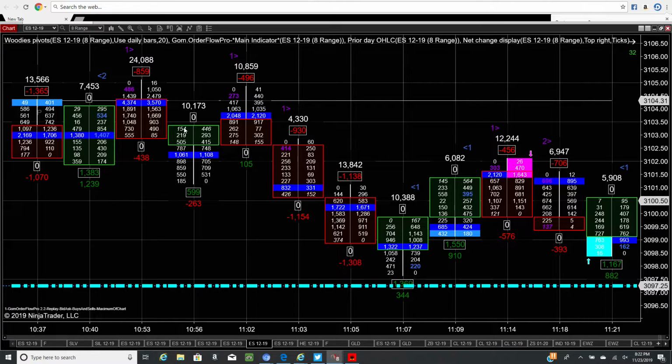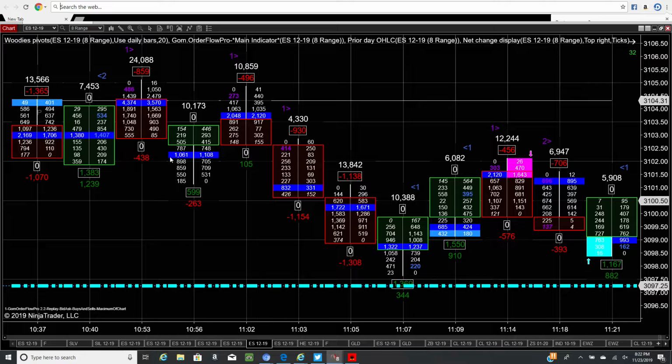Okay, so all of these numbers along here on the left-hand side of the bar, those are all the orders that went off on the bid side. All these numbers over here, those are all the orders that went off on the offer side. And you can feel free to look up bid and offer so that you can determine what each one of those means.